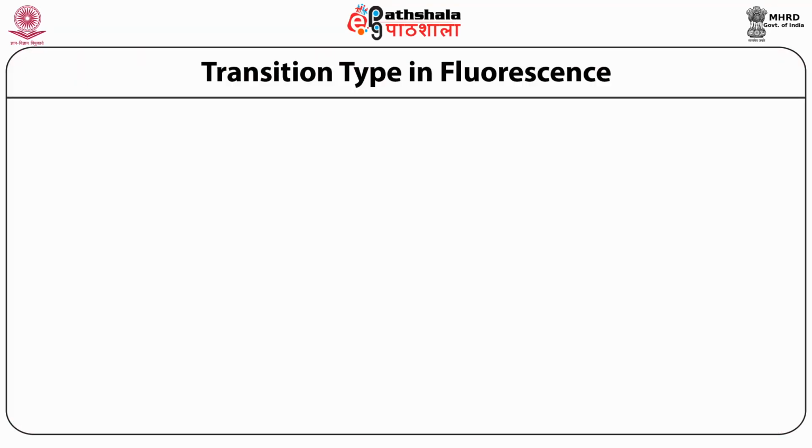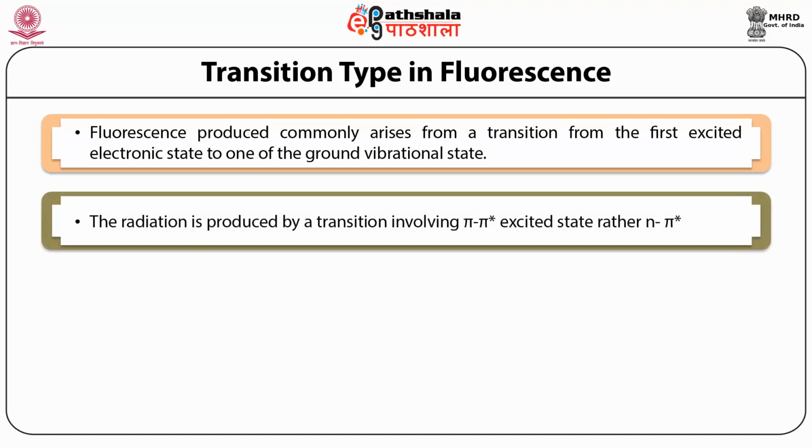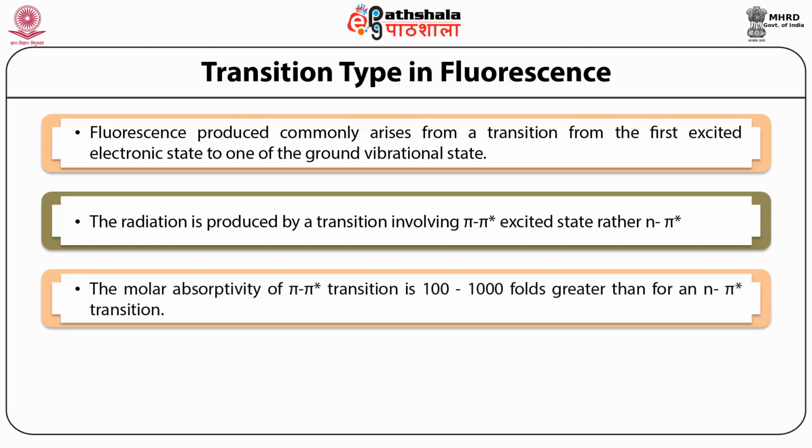Transition type in fluorescence. The type of transition is very important when it comes to the intrinsic factors involved for fluorescence. Fluorescence is only possible in molecules which have conjugated pi systems. And as we know, fluorescence is commonly produced from a transition from the first excited electronic state to one of the ground vibrational states. It is generally produced by transitions involving pi to pi antibonding or sometimes from n to pi antibonding.